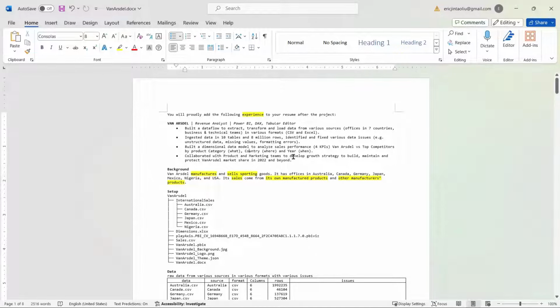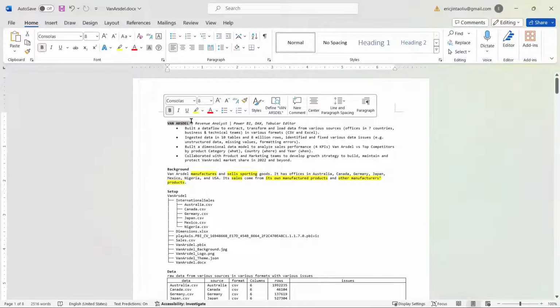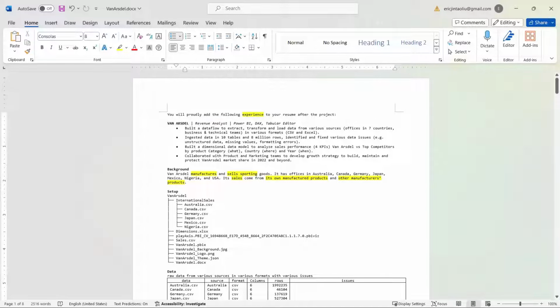I'm going to use this project to show you what you can do to improve your resume. So for instance, in this case, after you finish the project, you will probably add the following experience to your resume. Over here, this is the name of the company, Van Asdale, and you work as a revenue analyst. And the tools you use include Power BI, DAX, which is Data Analysis Expressions, and we also use Tabular Editor.